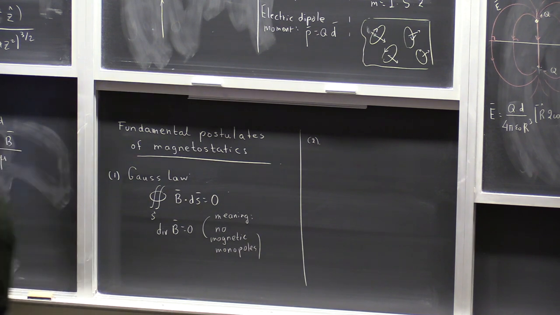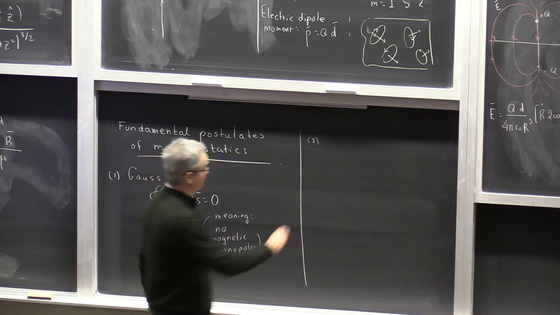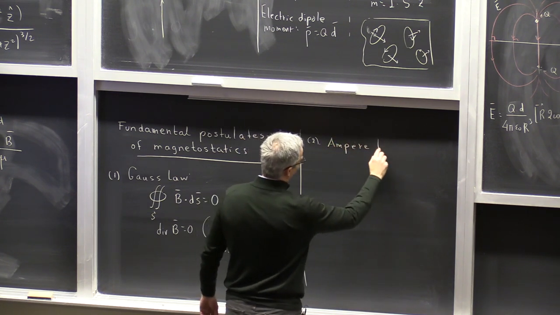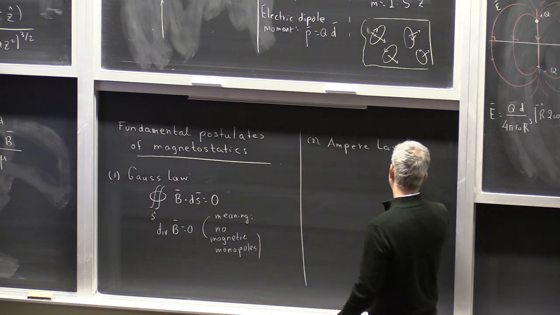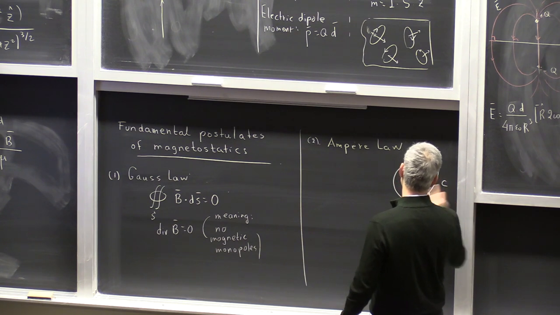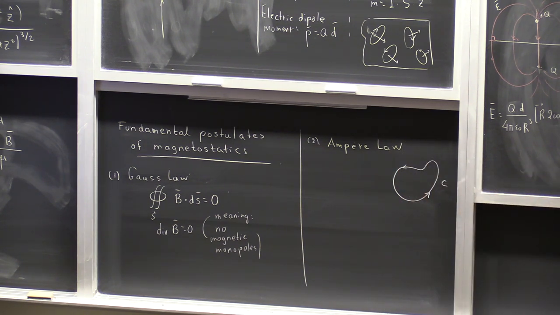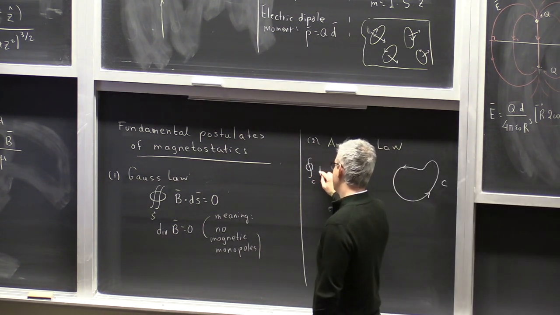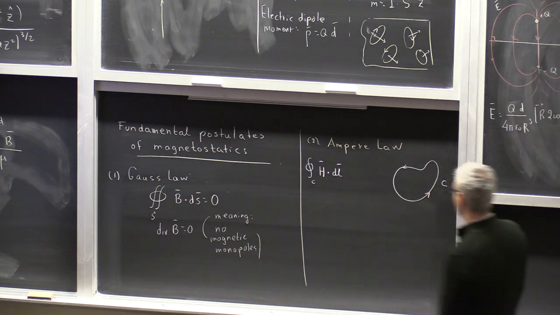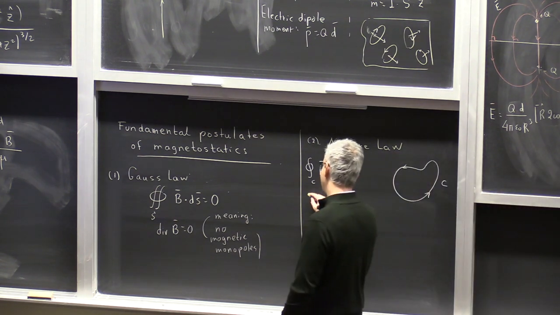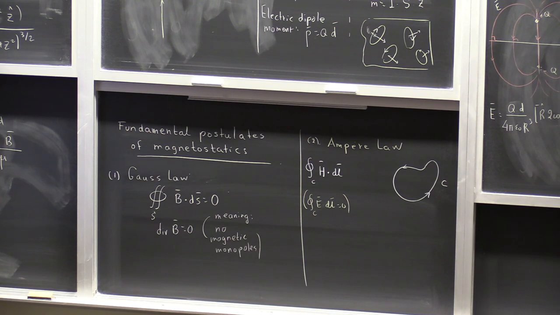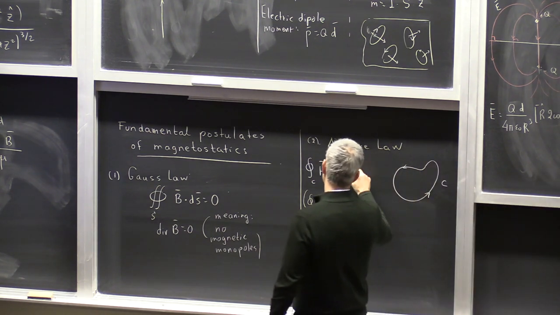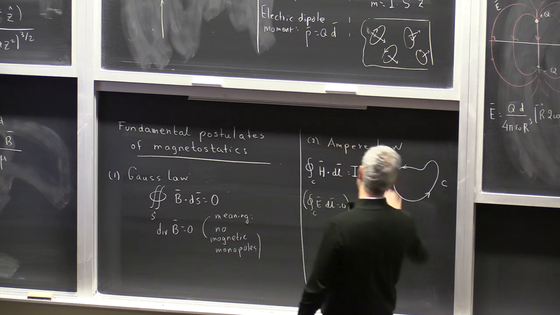The second one is the Ampere law. Not force law, Ampere law. Not Ampere force law. And the Ampere law says that if you take a closed path C, and you take the closed path integral of the magnetic field intensity, H dot dl, along this closed path. Remember, in electricity, this closed path integral of the electric field was equal to zero. Well, in this case, it's not equal to zero. It's actually equal to the total enclosed current by the loop.